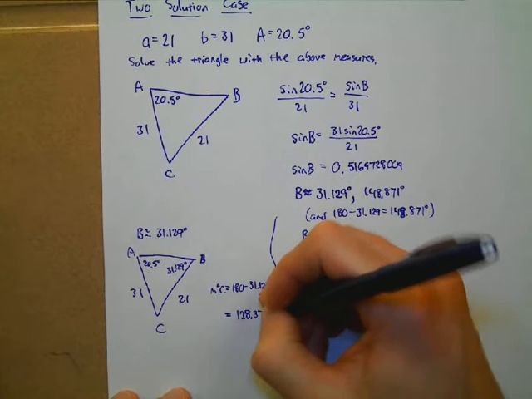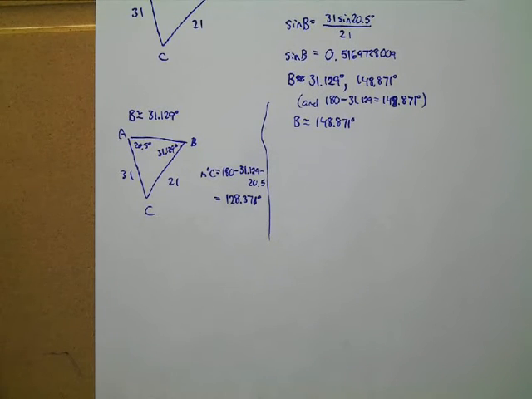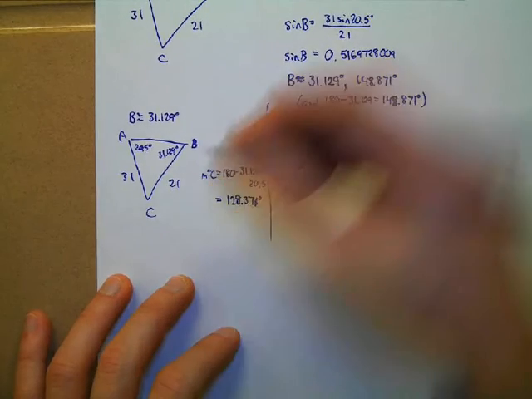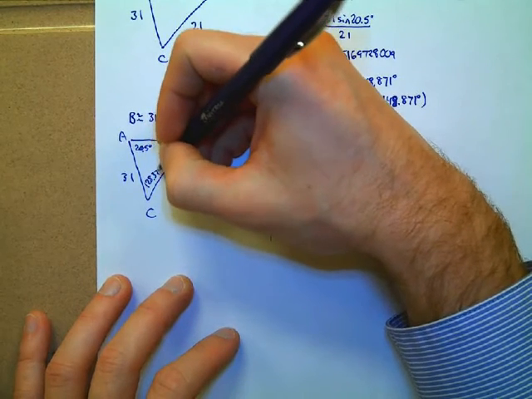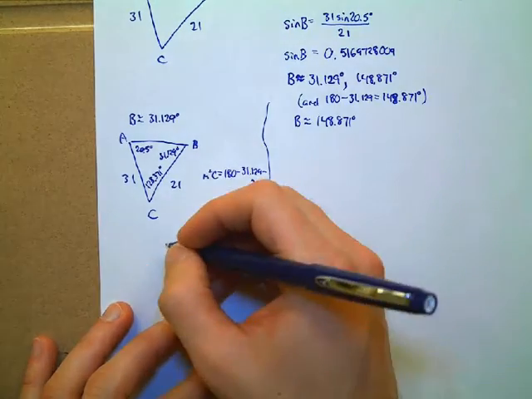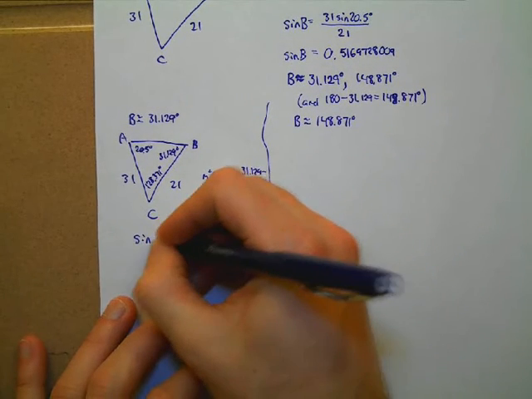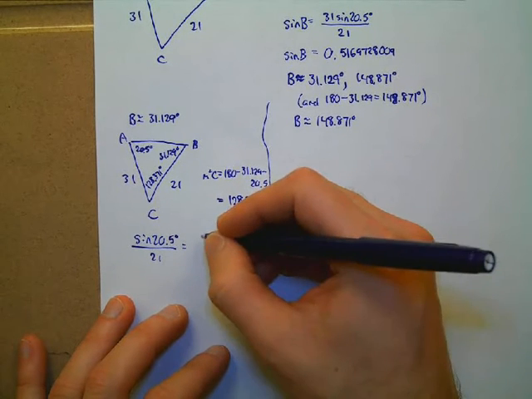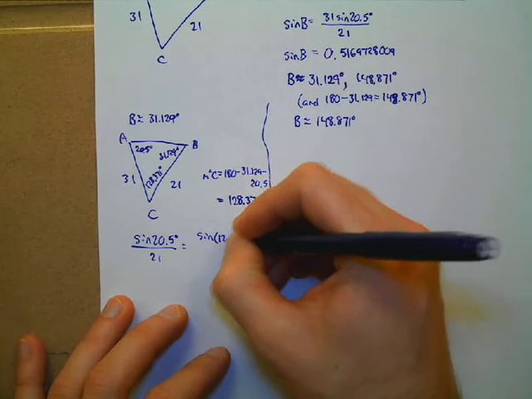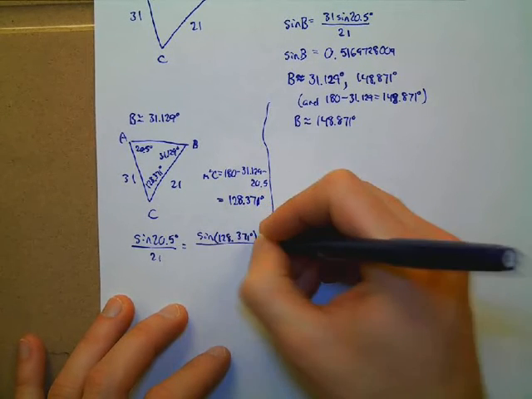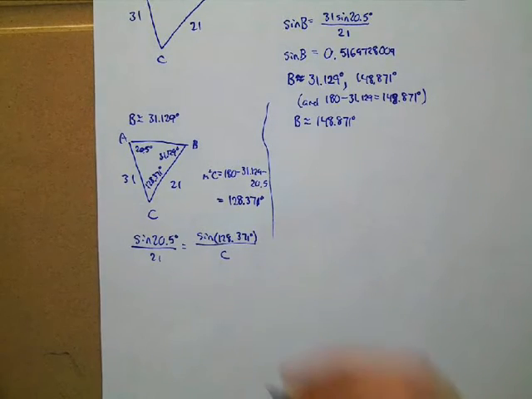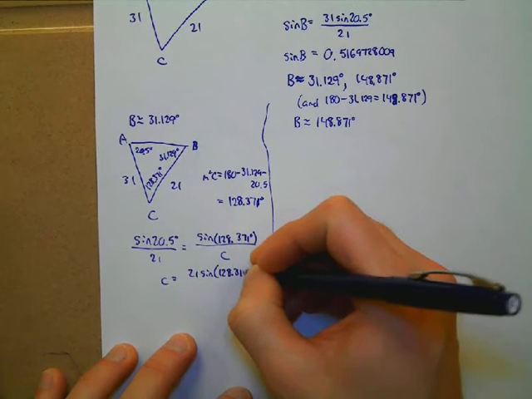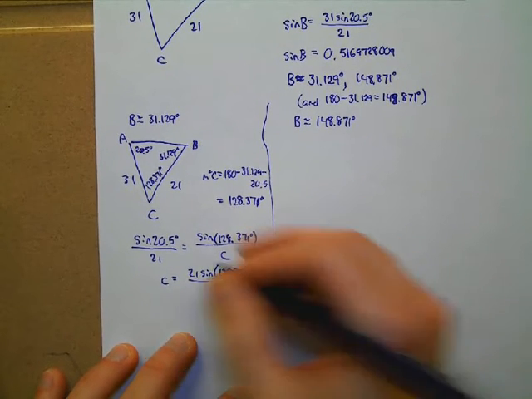Again, I would recommend you start with the given information. So sine of 20.5 over 21 equals sine of 128.371 over C. You just cross multiply and solve here, and we get about 47.013.